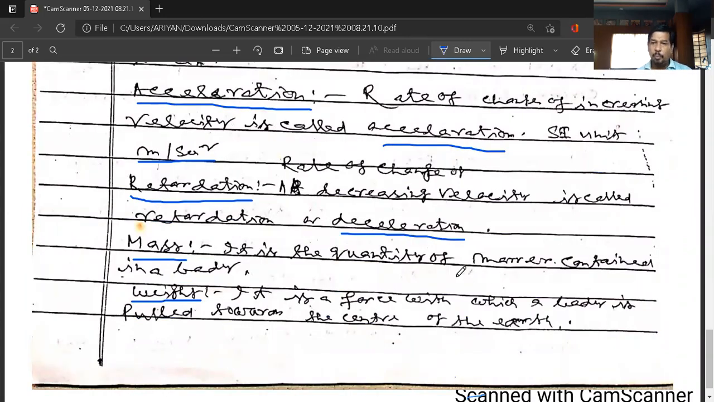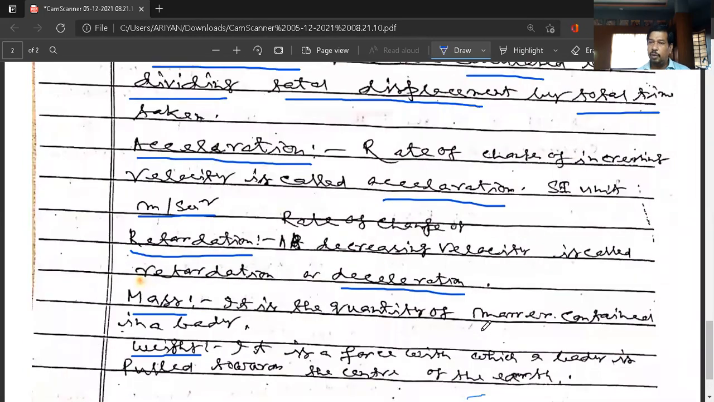Mass is the quantity of matter contained by the body, and weight is the force with which a body is pulled towards the center of the earth. Number two: mass is measured by common balance, and weight is measured by spring balance. And mass is always the same all over the earth, while our weight differs all over the earth. Do you understand?